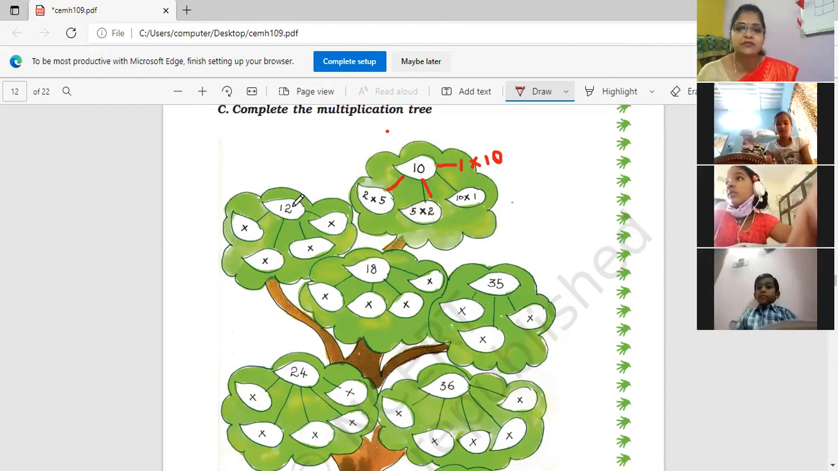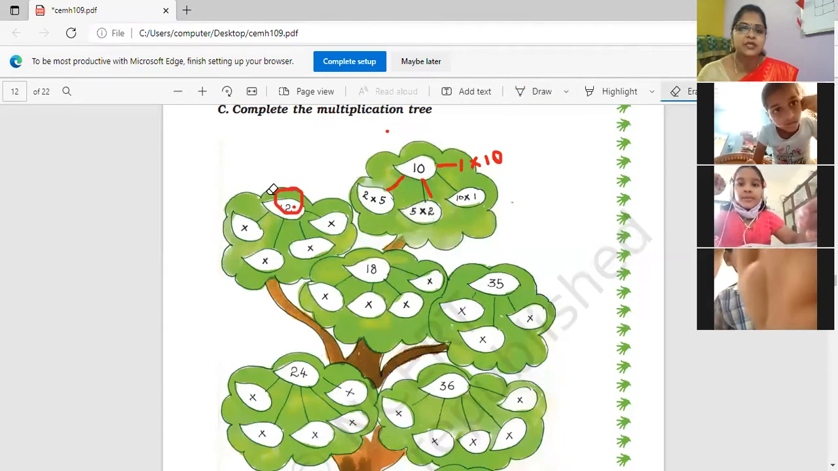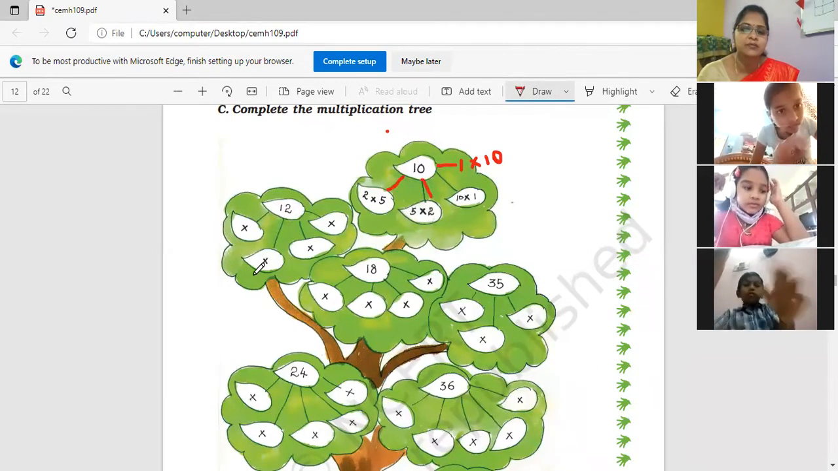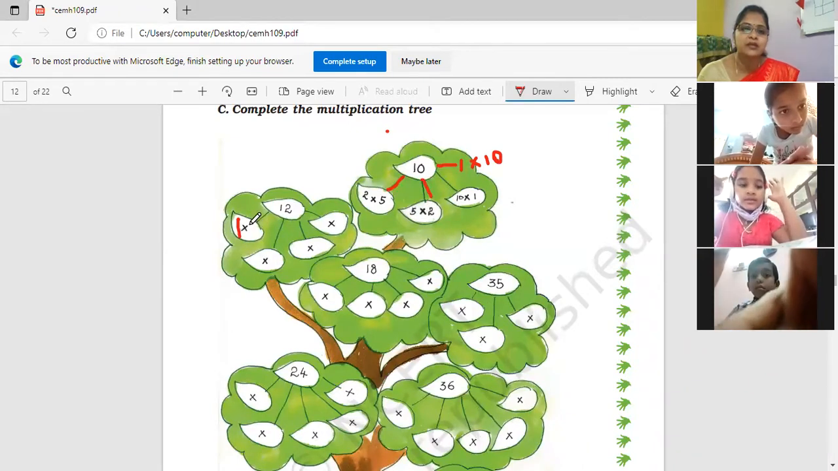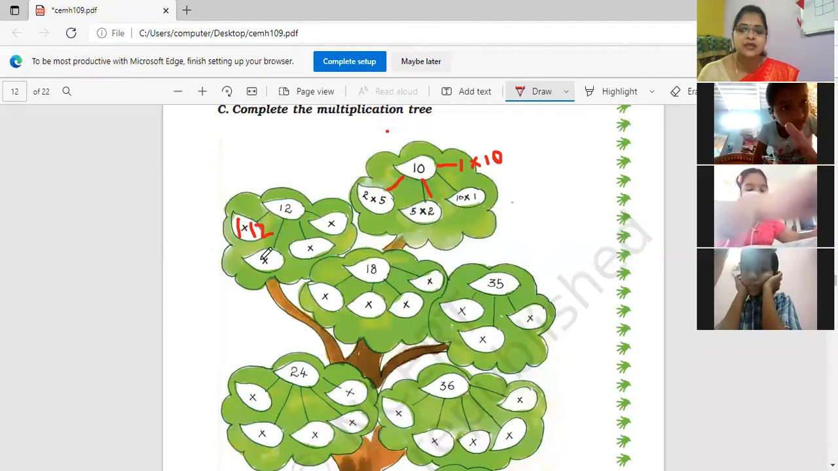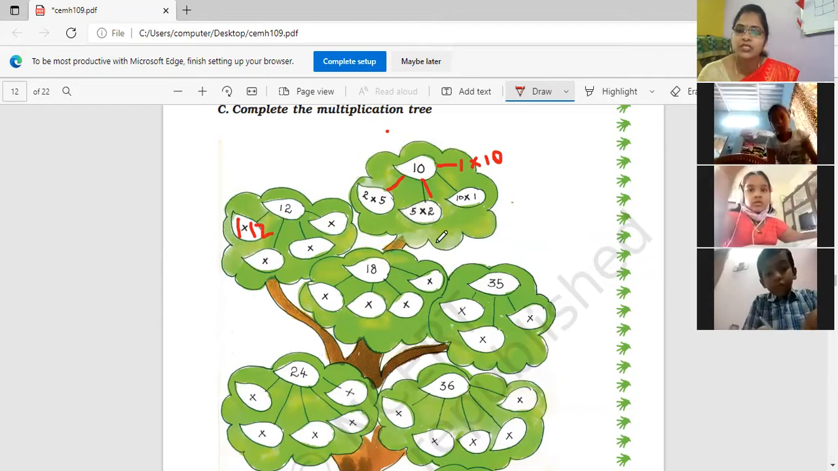Now coming to 12. Now we are doing with 12. Right from the first table we will do. In one table, how many times is 12? 12 times 1. Yes, 1 twelves are 12, right? From 2 table, 2 times 6.